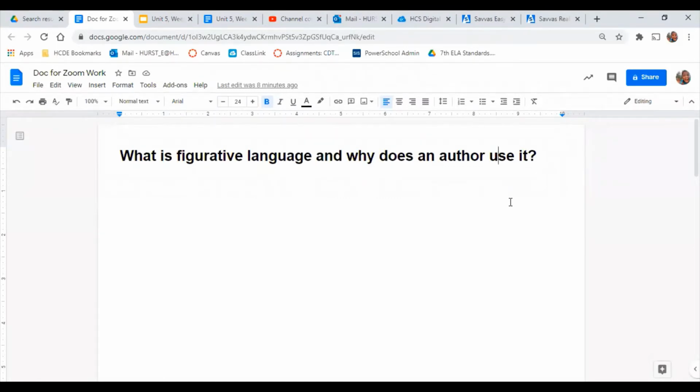Today we're going to continue to look at Rikki Tikki Tavi, and we're going to start with this warm-up. What is figurative language and why does an author use it? Pause me while you do that warm-up and press play when you're ready to move on.